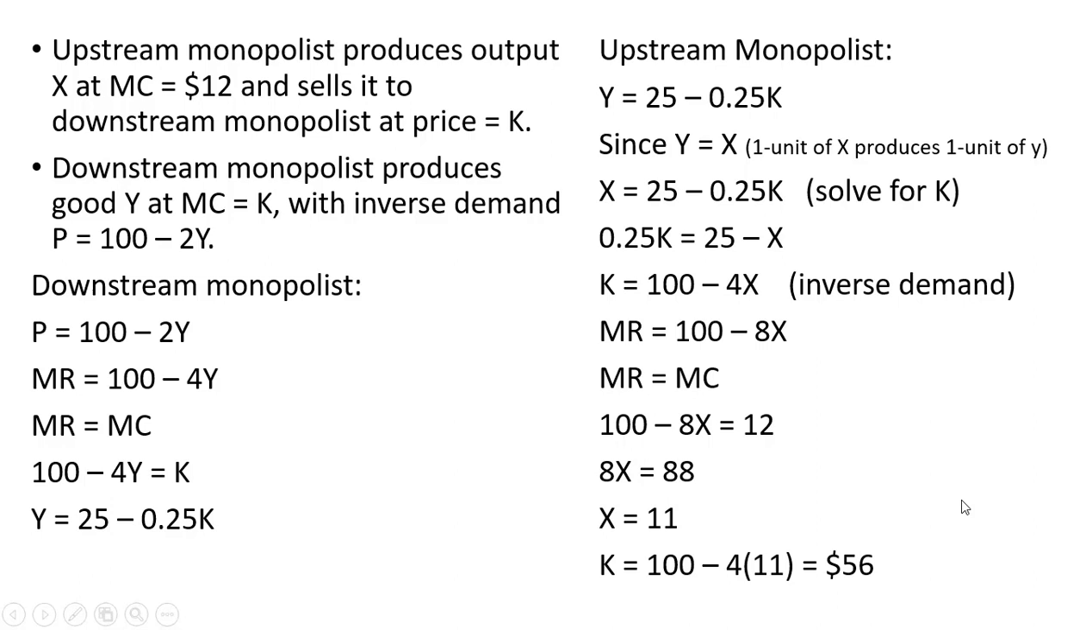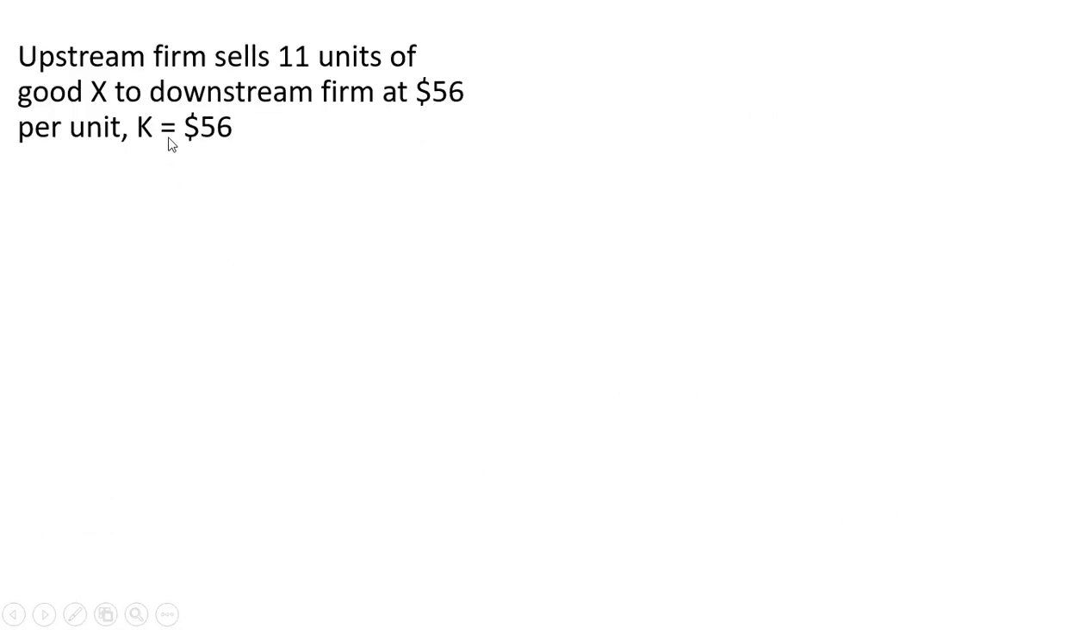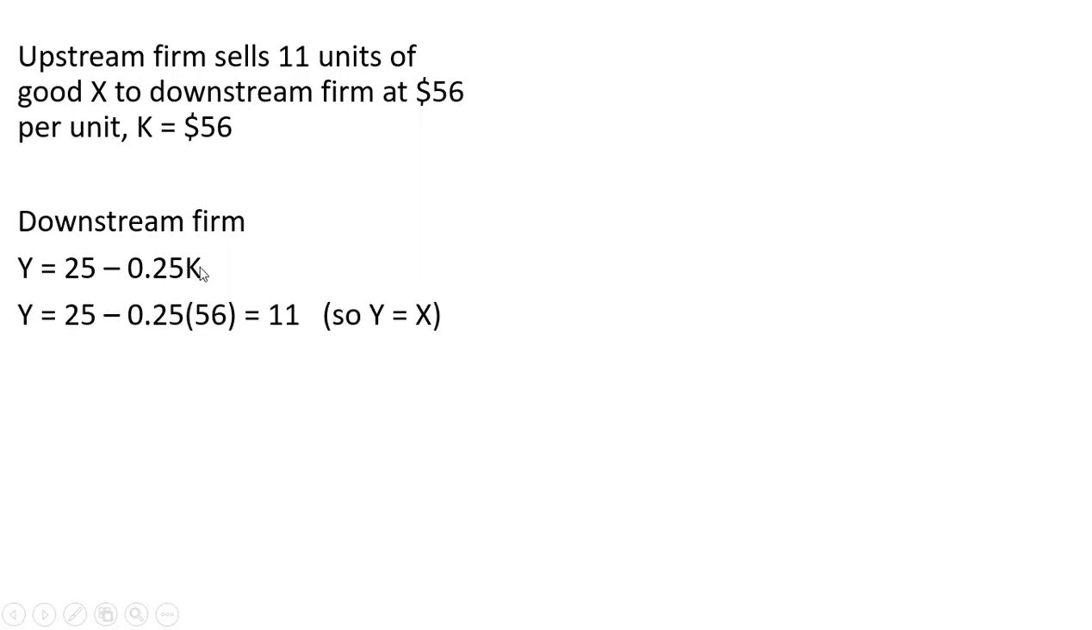Okay, now we need to go back to the downstream monopolist. So again, just summarizing, the upstream firm sells 11 units of good X to the downstream firm at $56 per unit, so K equals 56. We have the downstream firm. We solved this equation earlier. And if we were to put in 56 here, it should be no surprise that Y equals 11. Remember, Y equals X. So when the downstream firm pays $56 for each input, it will buy 11 of those inputs.